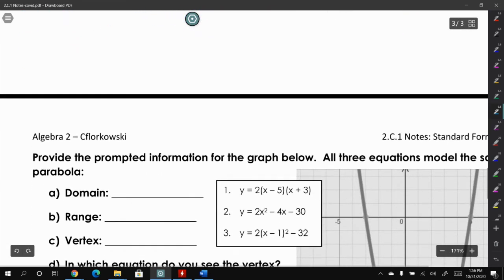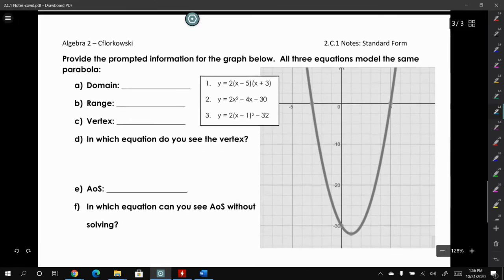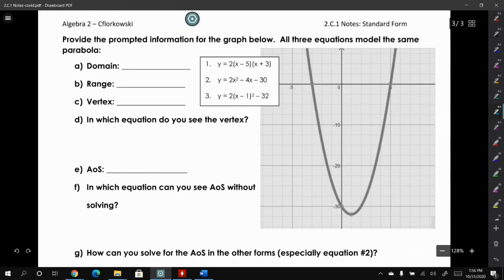Let's look down here. So this is going to be a change of pace for a little bit. Instead of us graphing the function, we're going to look at a graph, and we have all 3 forms of the graph. We have intercept form, we have our standard form, and we have vertex form. And we're going to use that to answer these questions without really doing any more math. Domain is always negative infinity, comma, infinity.